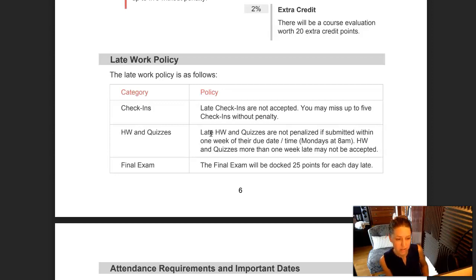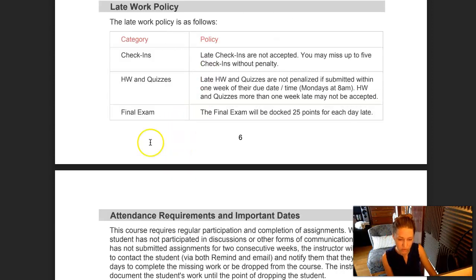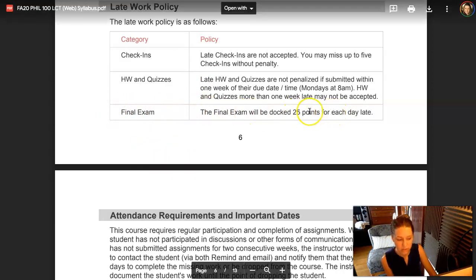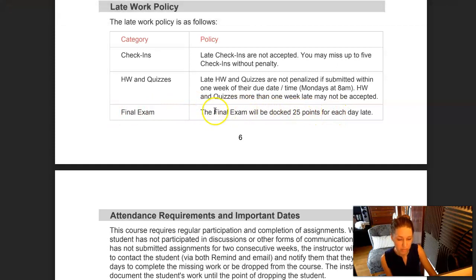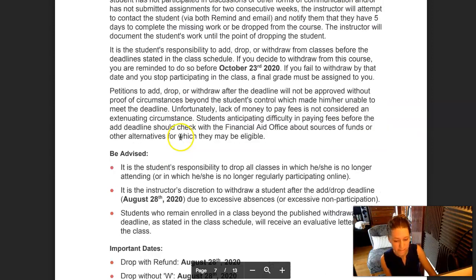If you are consistently getting your work in on Tuesdays or something instead of Monday, that's fine. But if you are up against that 1 week deadline every single week, you're setting yourselves up to not have any leeway should something come up. So use that wisely. Final exam, dock 25 points for each day it's late, in part because the final exam has to be in that week and I've got to grade it.